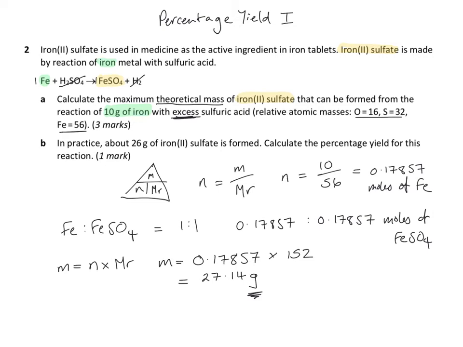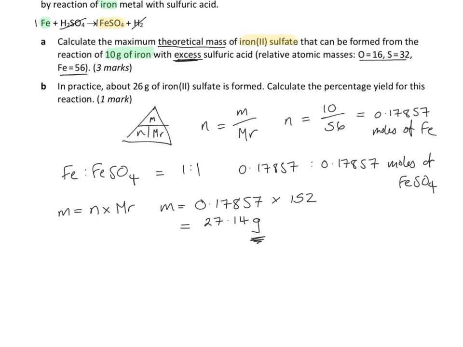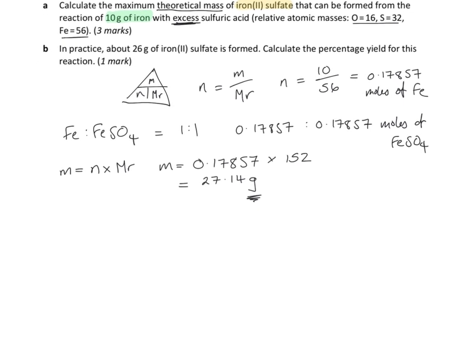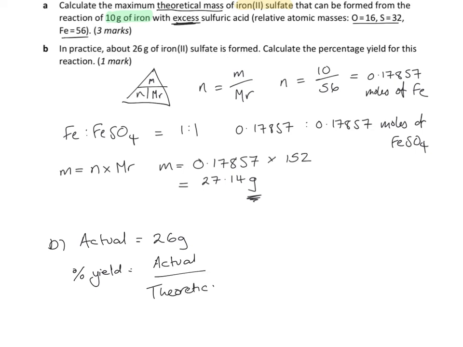All right, so that's the whole question worked through. Now, if I was going to do part B, which is quite significantly easier, it says in practice, so my actual yield, what I actually made was 26 grams. Calculate percentage yield. So formula first, percentage yield equals actual over theoretical times 100. Yes, you always have to write out the equation.